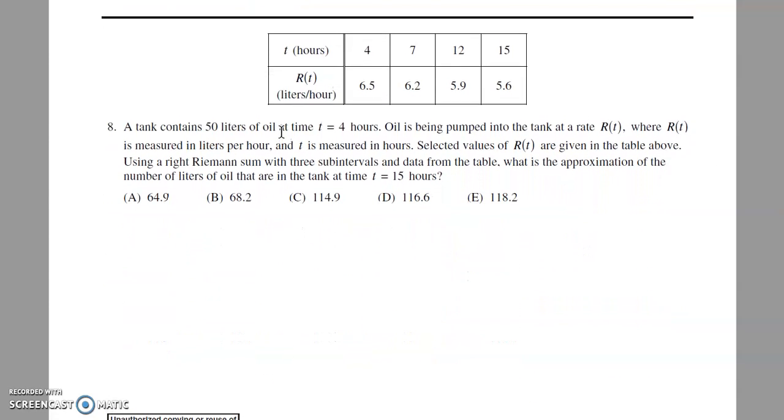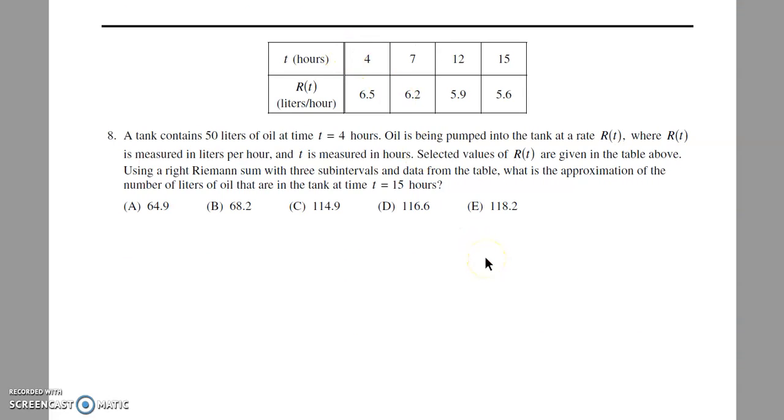Okay, so this one is sort of a context problem. You can read through the whole thing, but they tell me that the tank has 50 liters in it. This is R, the rate at which oil is being pumped in. They give me selected values of R, and then they want me to use a right Riemann sum with 3 subintervals to approximate the number of liters of oil in the tank at t equals 15 hours.